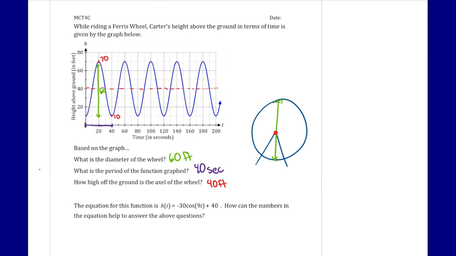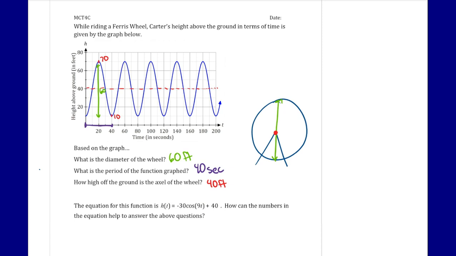Now, based off of all of that, the equation for this function is -30 cos 9t plus 40. So we want to know, how can these numbers help answer the question above? Where can I find these numbers located in the graph, in that function?